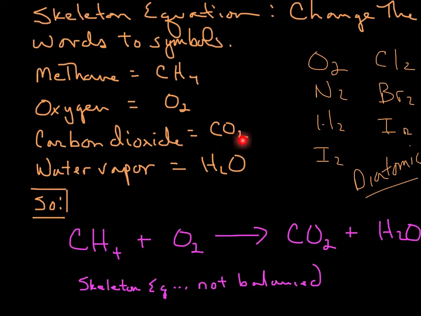Carbon dioxide is CO2. Water vapor is H2O. So I write it. My reactants are methane and oxygen, so CH4 plus O2. Then my reaction arrow, CO2 plus H2O. Now notice this is not balanced. I've got 1, 2, 3 oxygens over here and only 2 oxygens here. I've got 4 hydrogens and only 2 hydrogens. So we're going to need to balance this.